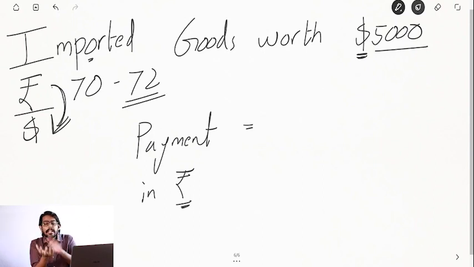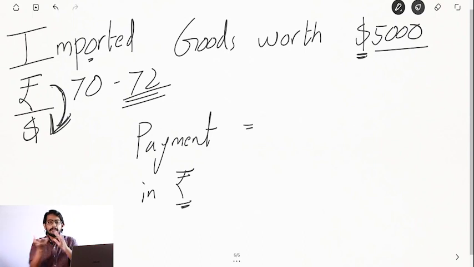You are an Indian citizen. What do you have in your hand? You have rupees. You have to convert this rupee to dollar at the ask rate. Down the ask is 72.